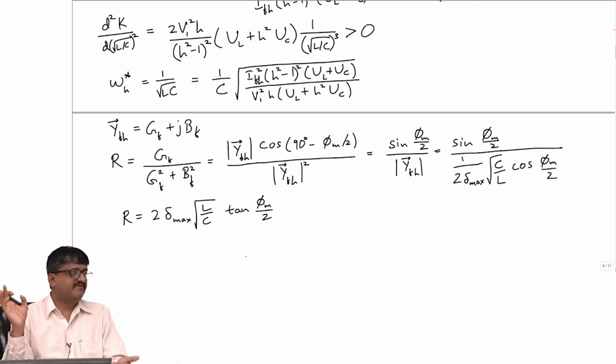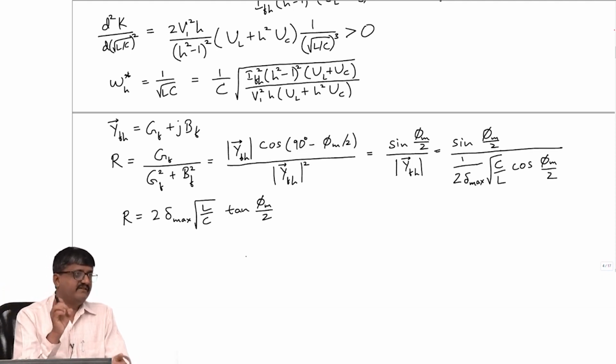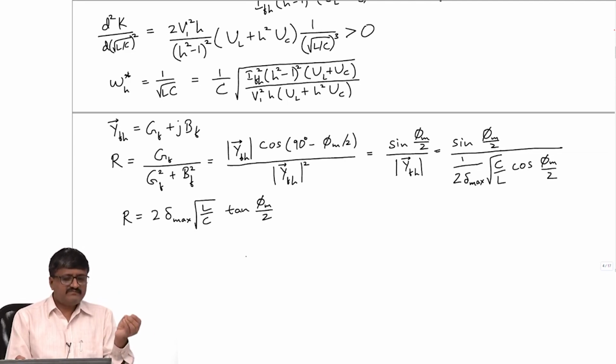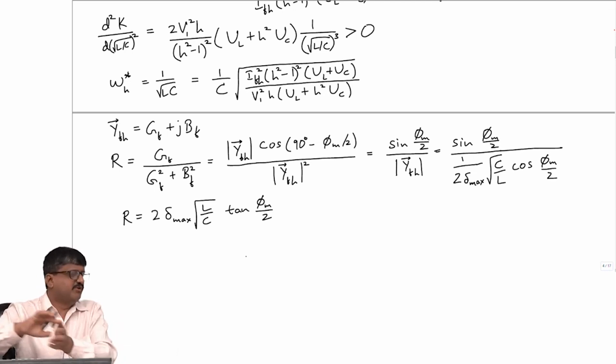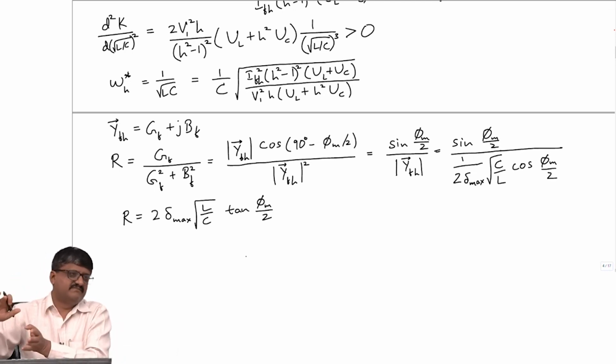But there are infinite number of harmonics, so we will not be using infinite number of filters. We will use a few single tune filters for a few dominant harmonics, and for the rest we will use one single filter, which is a damped filter, which will try to filter out all the remaining harmonics.